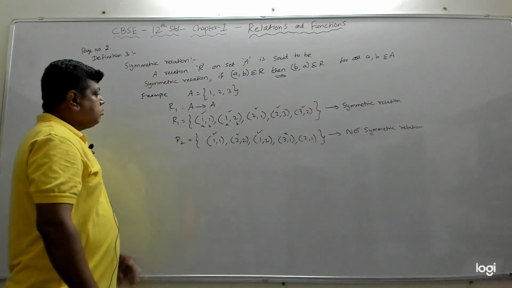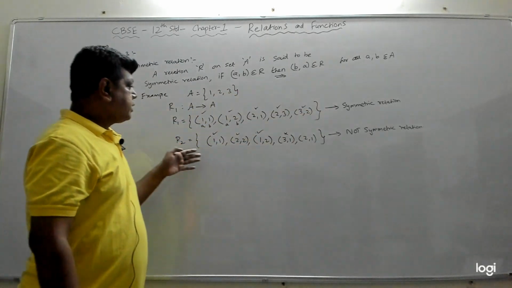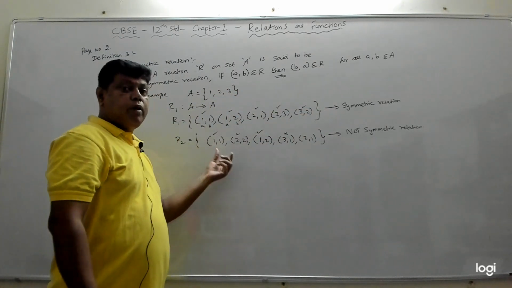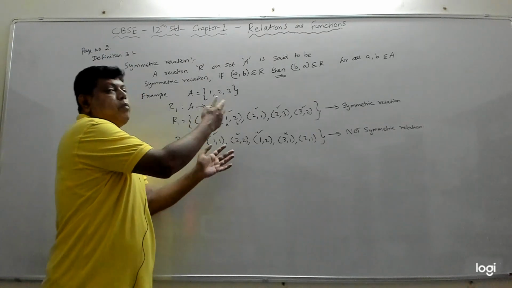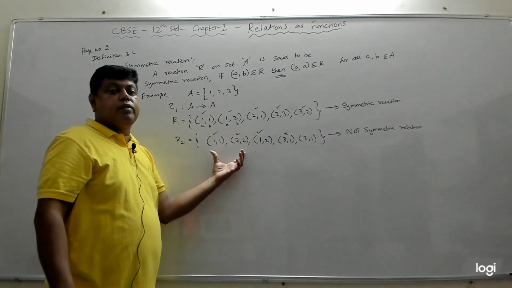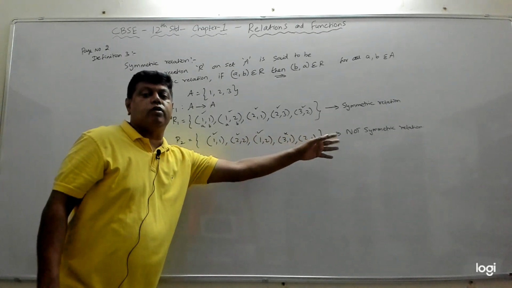Fine. Now, we have seen one example where it is symmetric and another example where it is not symmetric. So for each element you have to check whether the reverse is there. If A comma B is there, then B comma A should be there, and it should be true for every element in this relation. Even if one element fails, then you will say it is not symmetric.